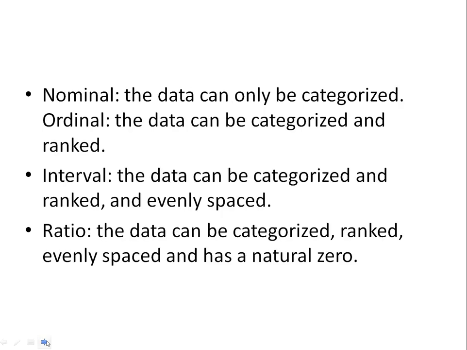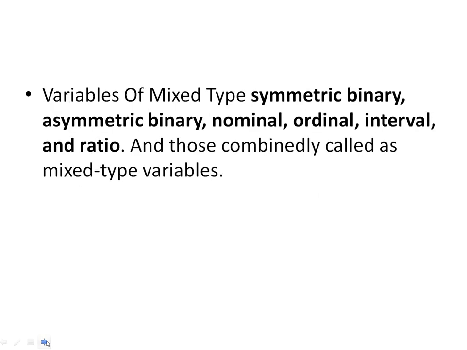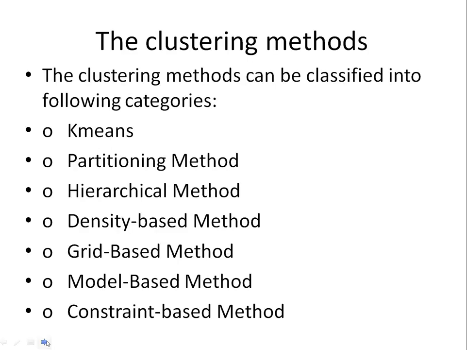In nominal data, the data can only be categorized, and in ordinal, the data can be categorized and ranked. In interval, the data can be categorized, ranked, and evenly spaced, and in ratio, the data can be categorized, ranked, evenly spaced, and has a natural zero. Variables of mixed type can be symmetric binary, asymmetric binary, nominal, ordinal, interval, and ratio, combined together, and are called mixed-type variables.